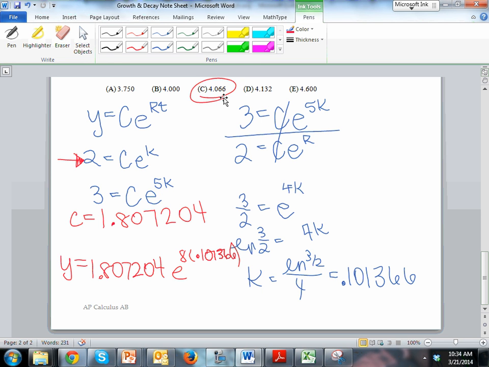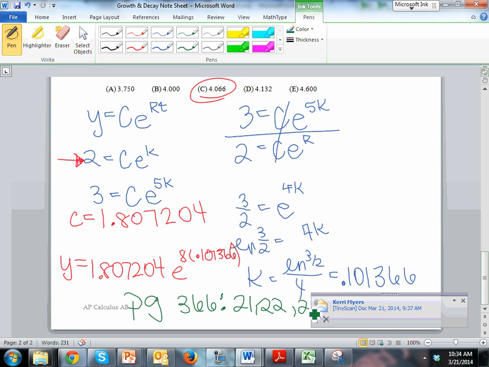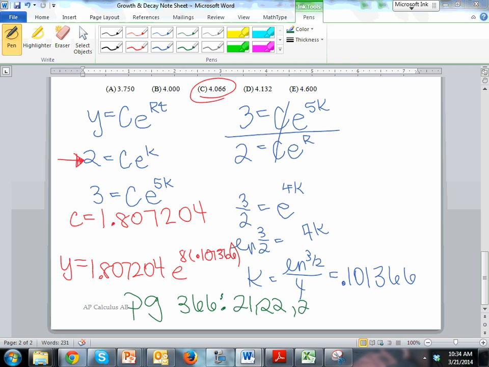Okay, so your homework. Page 366. 21, 22, 25, 41, 42, 57, 58. Not that many problems. And you have a good chunk of time to work on it, and you will be working on it.